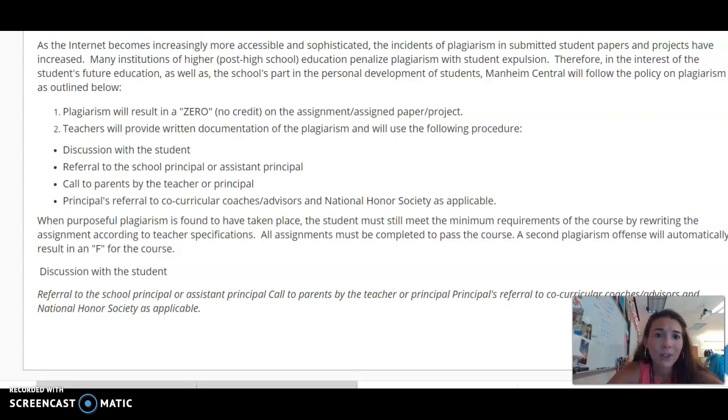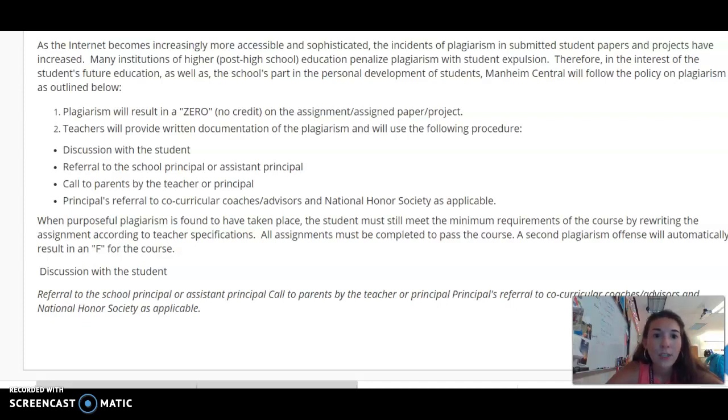Plagiarism will result in a 0, which is no credit, on the assignment, assigned paper, or project. Teachers will provide written documentation of the plagiarism and will use the following procedure: discussion with the student, referral to the school's principal or assistant principal, call to parents by the teacher or principal, and referral to co-curricular coaches, advisors, and National Honor Society as applicable.